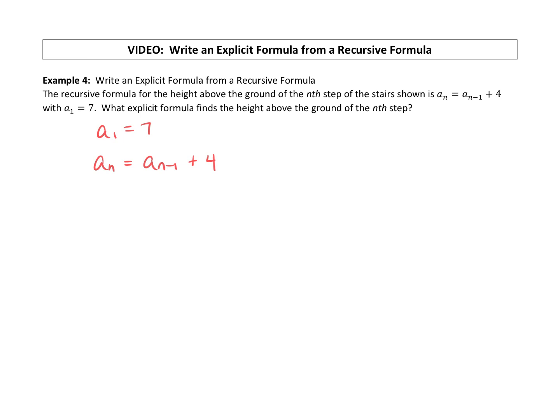We have, this one's pretty clear. This is our first term. Maybe I'll even write that in. That's our first term. And then the rule tells us that you take the previous term and add 4. Then you take the previous term, the next previous term, and add 4. Because we're constantly adding 4, that 4 is our common difference.